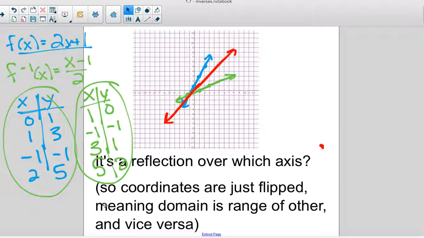Now there's this thing called the horizontal line test, which you may have remembered from last year. A horizontal line test tells you nothing really about if something's a function or not. There's a vertical line test that basically tells you if something's a function. So this doesn't pass the vertical line test. So this graph is not a function.